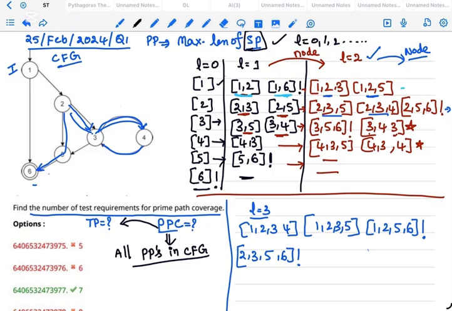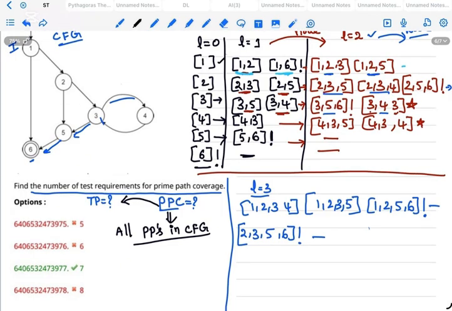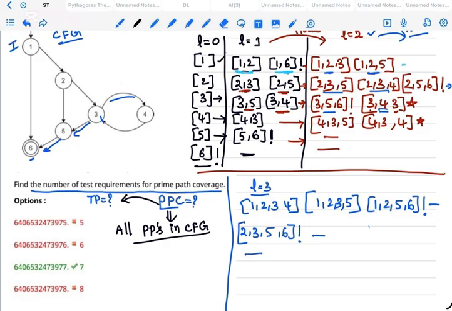Next we will check for 3. For 3 5 6, we cannot extend, right? It is the final vertex. So 3 5 6 is not possible. 3 4 3 is a loop, cannot be extended. 3 4 3, again 3 is repeated. So not possible. With 3, no simple paths of length 3 are possible.